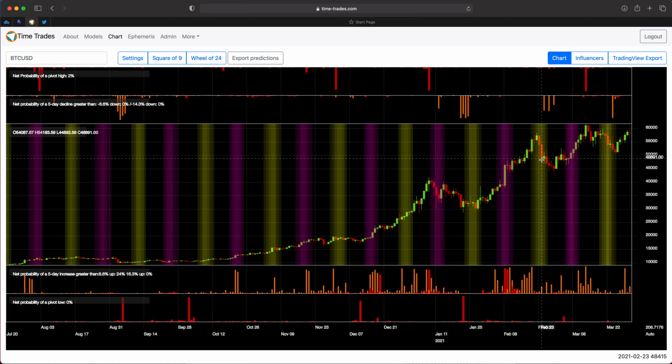This one here, it was kind of sideways, move up, move up, move up, move up. So this is telling you that things are becoming unsynchronized. This is a very important bar here, February 23rd.